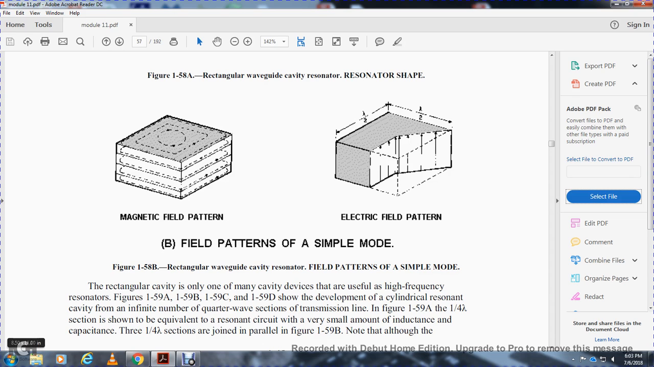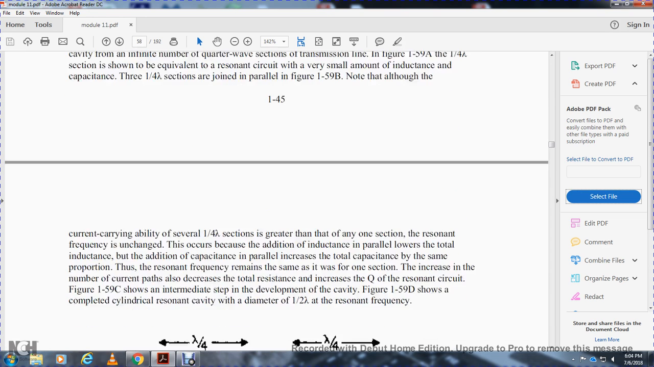The cylindrical resonant cavity is an infinite number of quarter wave sections of the transmission line, as in figure 159. A quarter wave section should be equivalent to resonance with a very small amount of inductance and capacitance. Three quarter wave sections are joined in parallel in figure 159. Note that all the sections have the same current carrying ability, and the additional sections are resonant at the same frequency. The parallel connection lowers the total inductance, but the addition of capacitance in parallel increases the total capacitance in simple proportion. Thus the resonant frequency remains the same as that of one section.